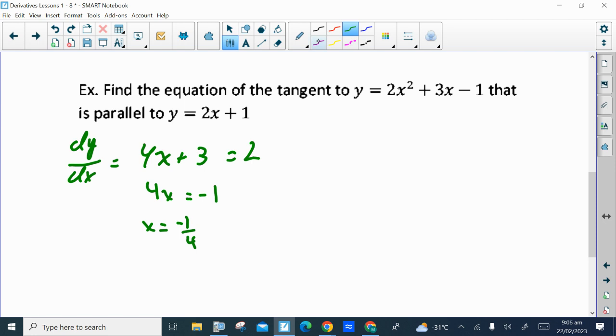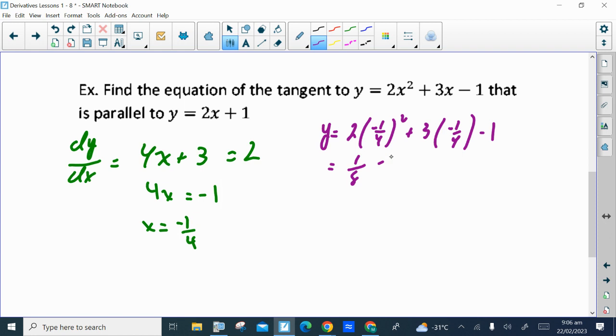So like we did before, we're going to need to know what the y value is at the point of tangency. We now know the x value is negative 1/4. We need to find the y value there. Negative 1/4 squared is 1/16. Times 2 would be 2/16 or 1/8. Minus 3/4 minus 1. So if we get a common denominator of 8 here, it'll be 1/8 take away 6/8 minus 8 over 8. 1 take away 6 is negative 5. Take away 8 would be negative 13/8.